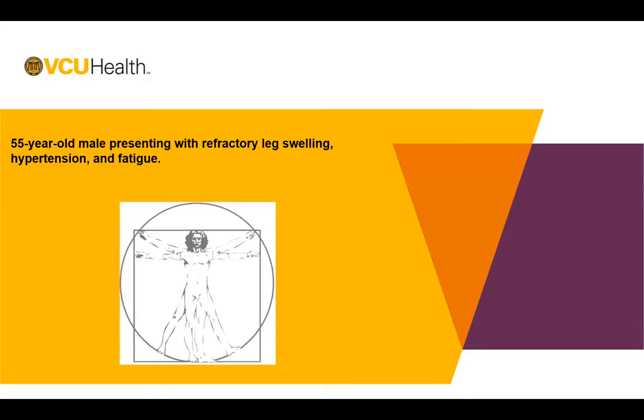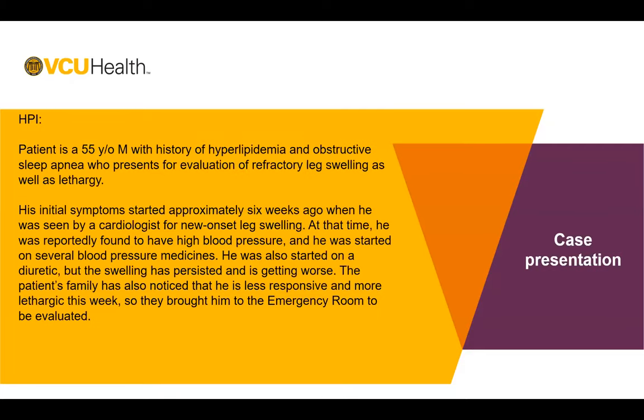So today we have a case of a 55-year-old man who presented with refractory leg swelling, hypertension, and fatigue. He's a 55-year-old male who has a history of hyperlipidemia and obstructive sleep apnea, who presented for evaluation of refractory leg swelling as well as lethargy. His initial symptoms started approximately 6 weeks prior to presentation when he was seen by a cardiologist at his home hospital for new onset of leg swelling. At that time, he was reportedly found to have high blood pressure, and he was started on several blood pressure medicines, according to his family. He was also started on a diuretic, but the swelling has persisted and is getting worse despite that.